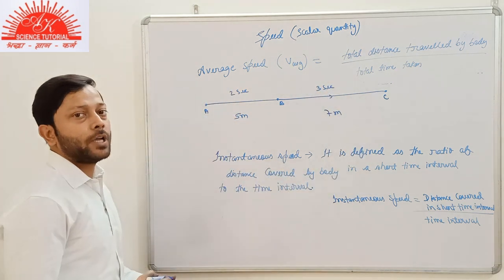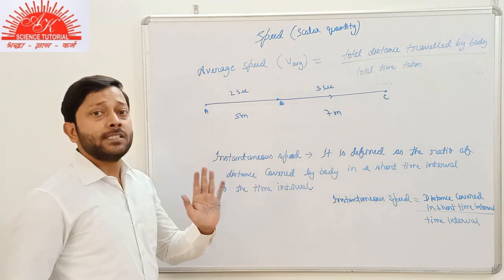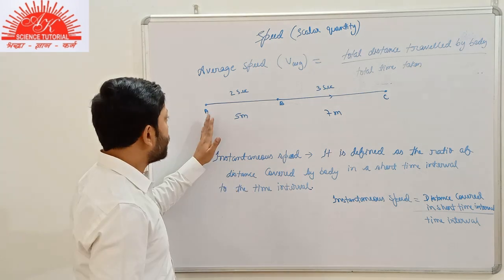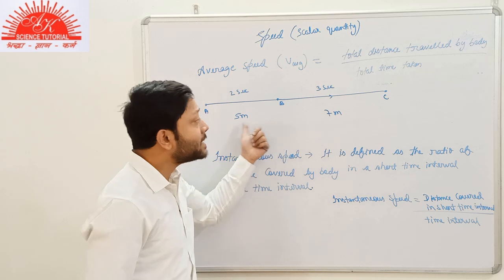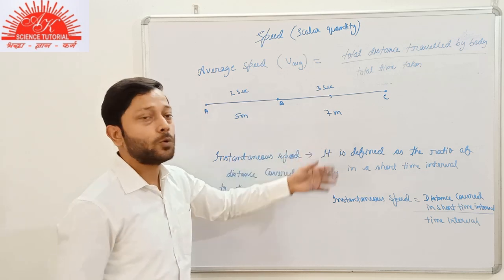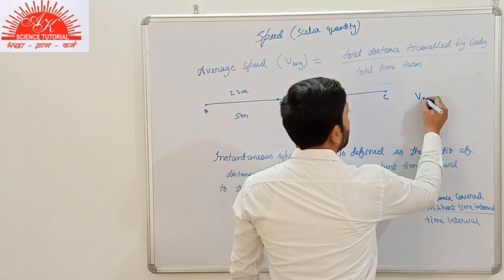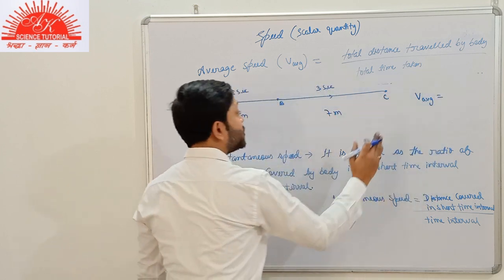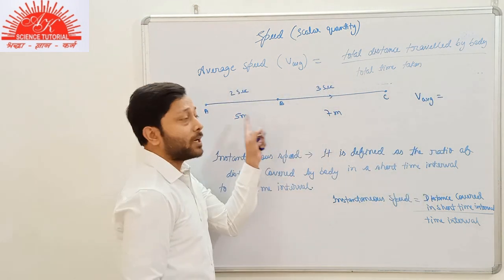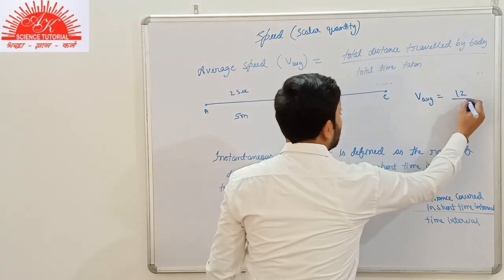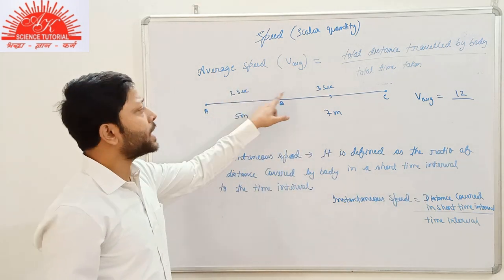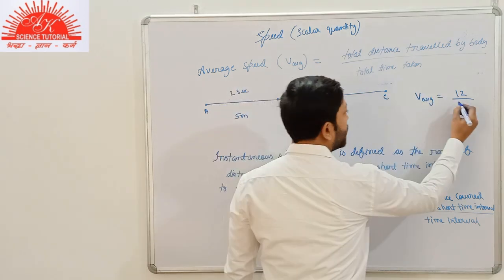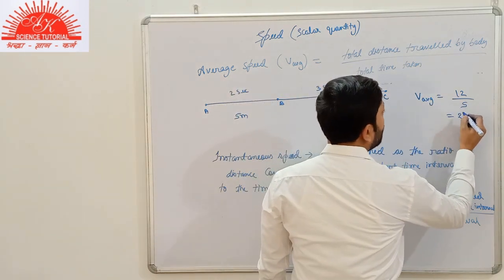So what do we conclude here? The total distance traveled by me is 5 from A to B and 7 from B to C. So what is the total distance traveled? 5 plus 7, 12. If I have to find the average speed, it is 5 plus 7, the total distance traveled, divided by the total time taken. What is the total time taken? 2 seconds plus 3 seconds. It is the total time taken. So what is it?